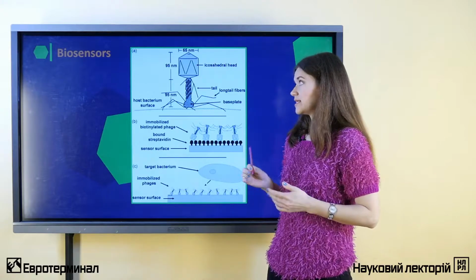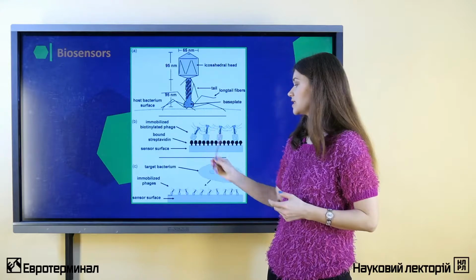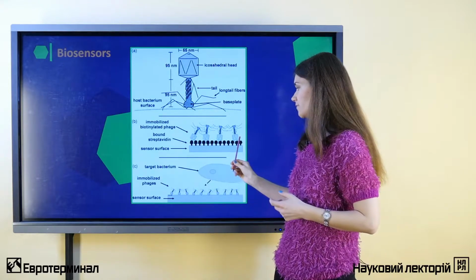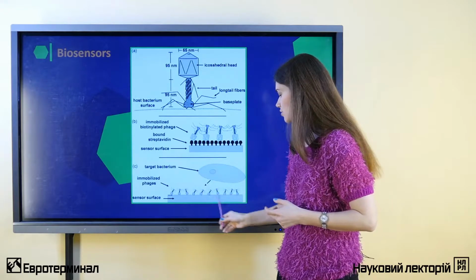So, as I already said, phages can also be used in the construction of biosensors. Here you can see the sensitive surface with the phages on it and the cell that binds to these phages.